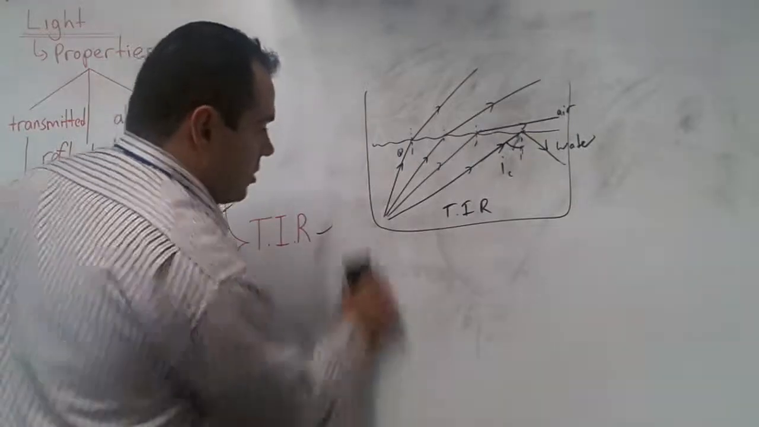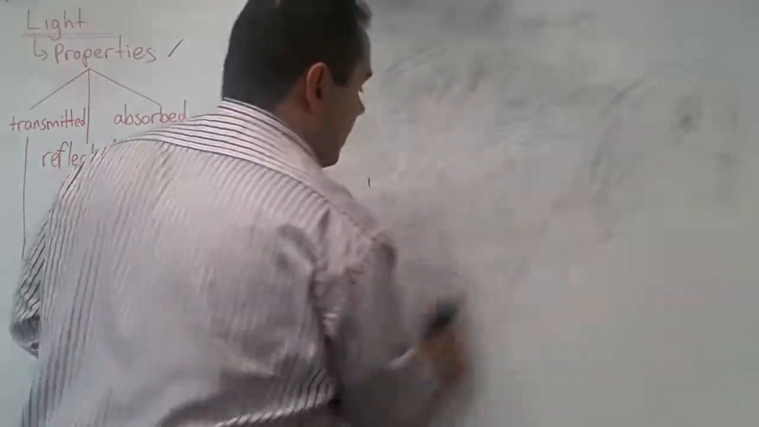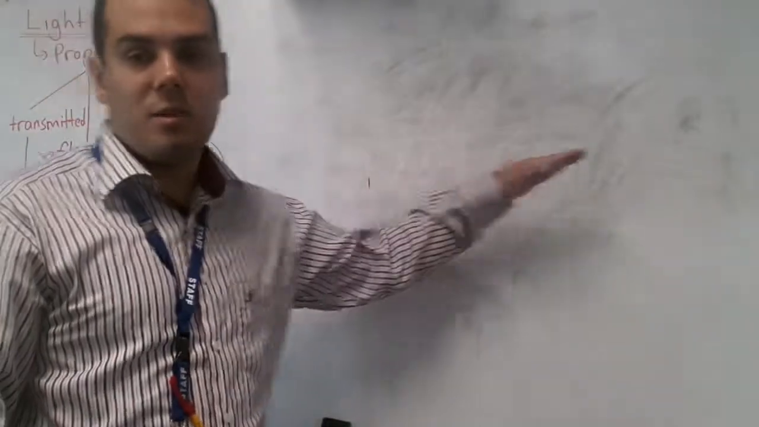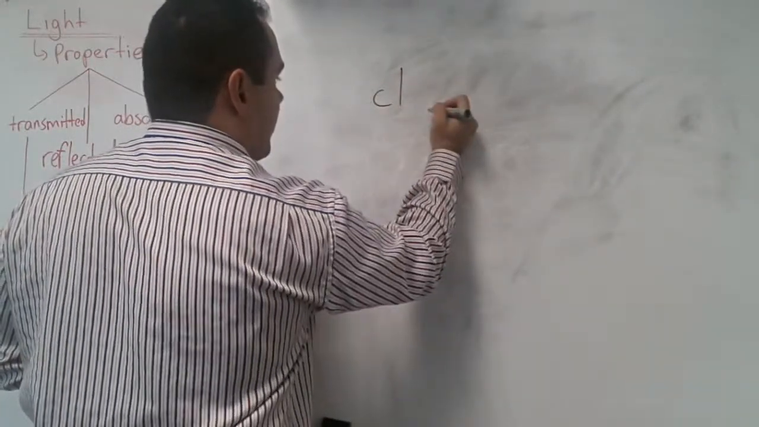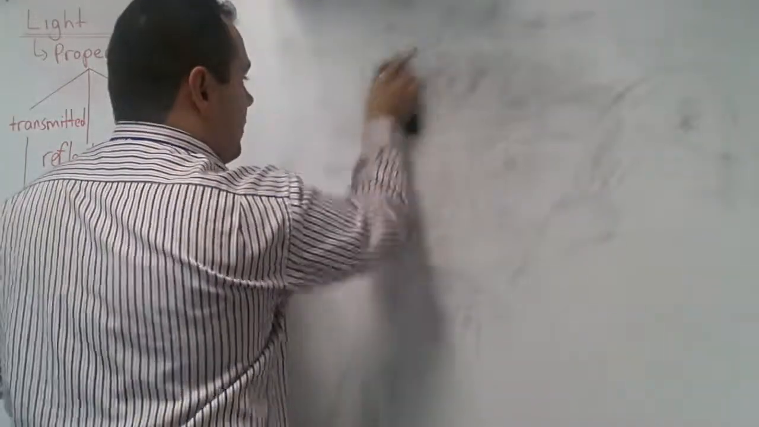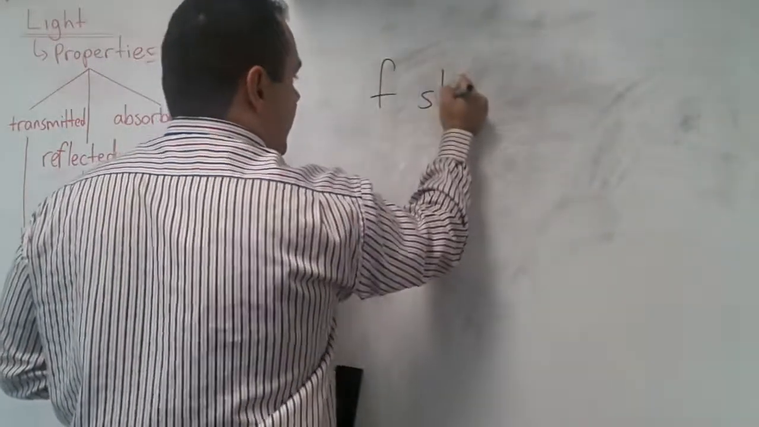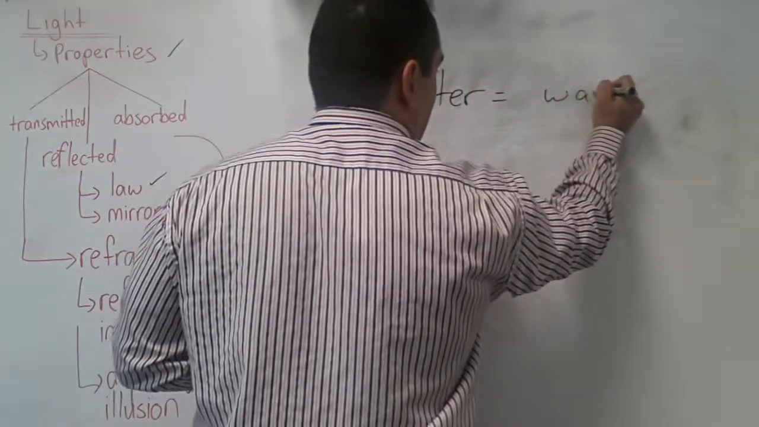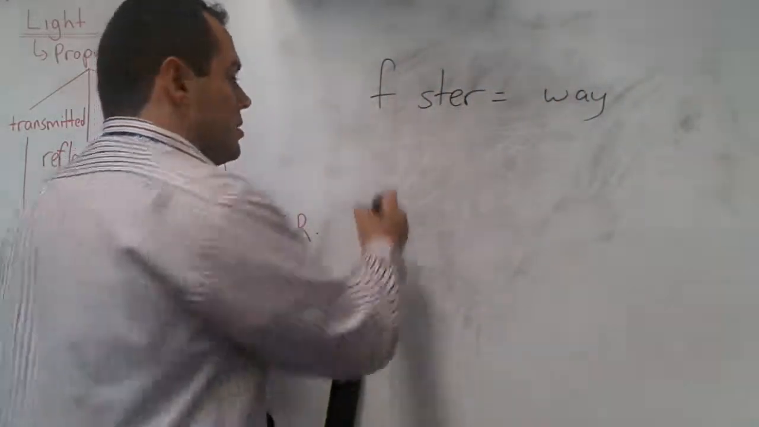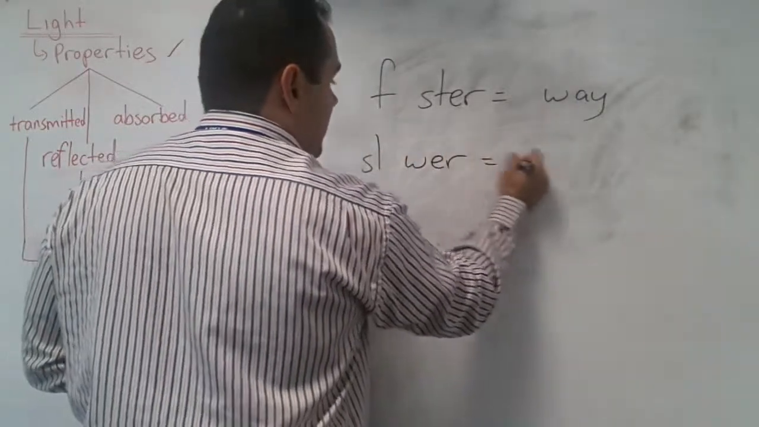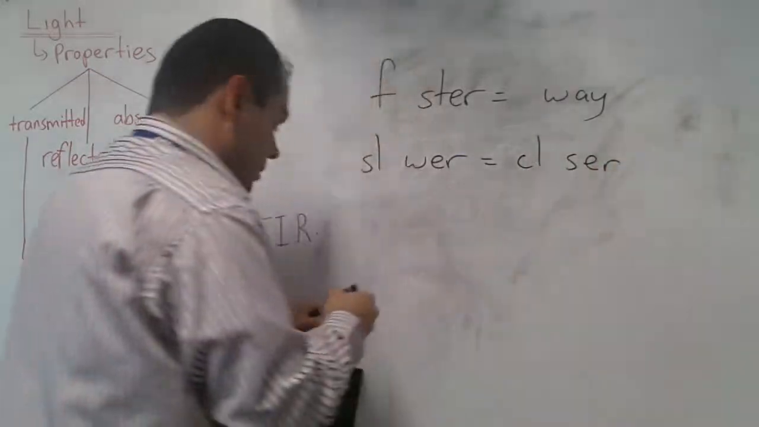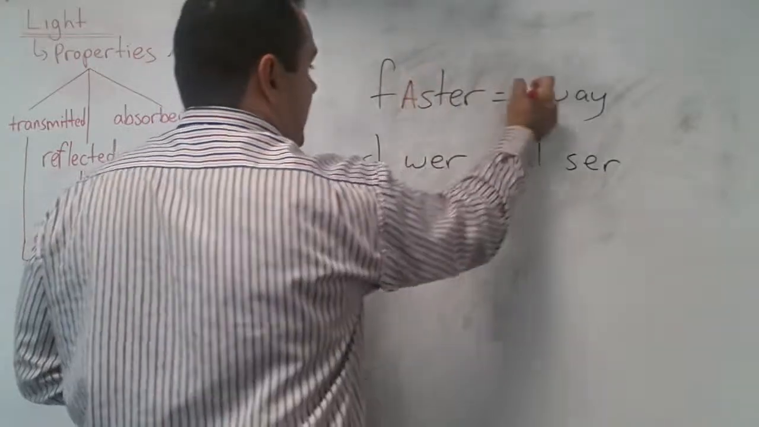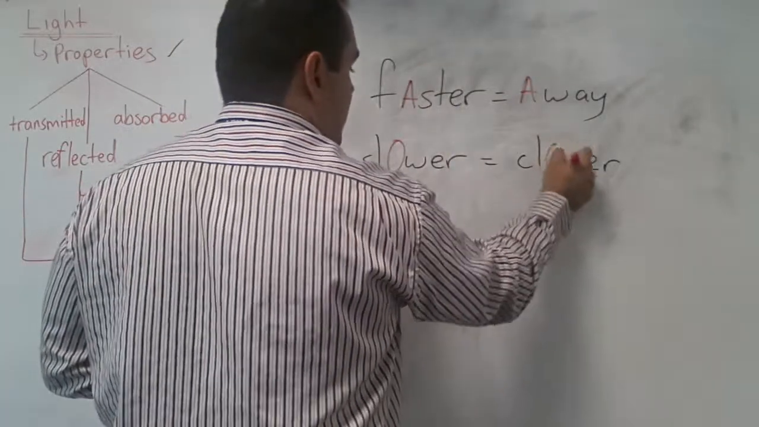Now the trick that I wanted to teach you is how to remember whether in refraction the light ray bends away from the normal or whether it bends towards the normal. If the light's going to travel faster, it's going to bend away. If the light's going to travel slower, then it's going to bend closer. And the way that I remember it is: faster is away, slower is closer.